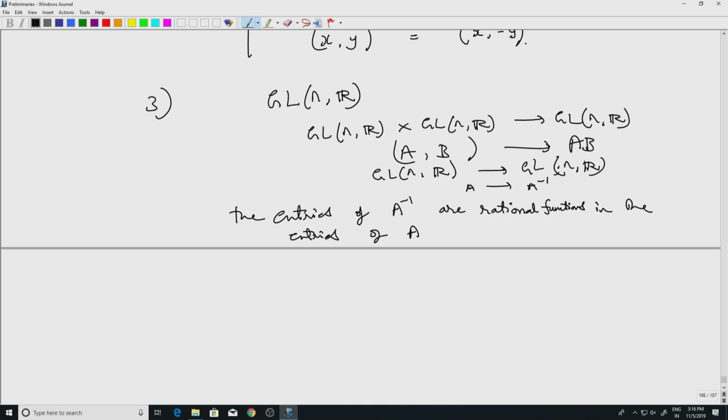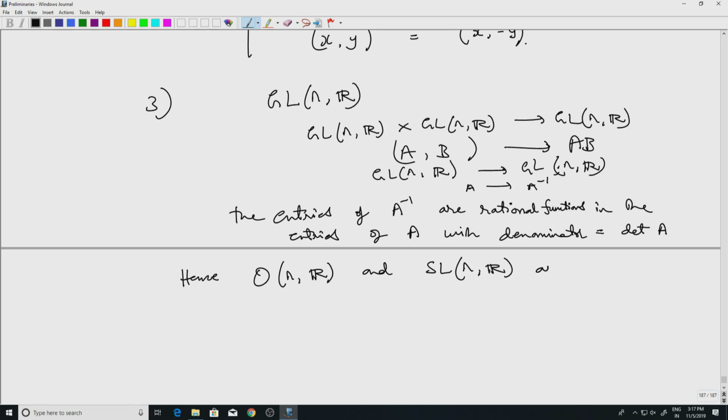Rational functions can cause problems if the denominator becomes 0, but here the denominator is just the determinant of A, and since A belongs to this open set GLNR, it's not going to be 0 anywhere on this set. So the entries of A inverse are rational functions with non-zero denominator. Therefore, they'll be smooth. So both of these are smooth, and therefore GLNR is a Lie group. Once we have this, we can immediately see that, hence, we don't have to repeat the calculation here, ONR and the other two matrix groups we considered are Lie groups as well.